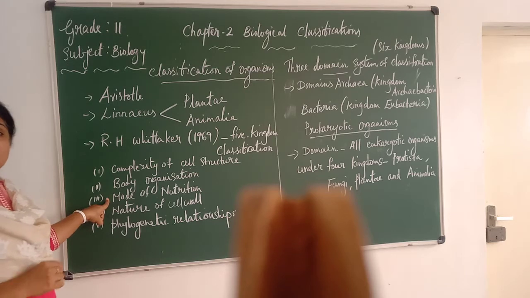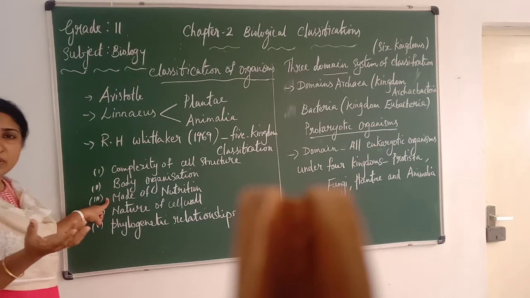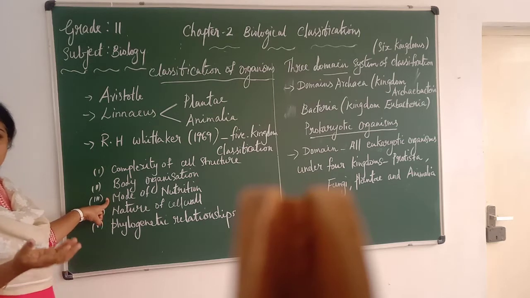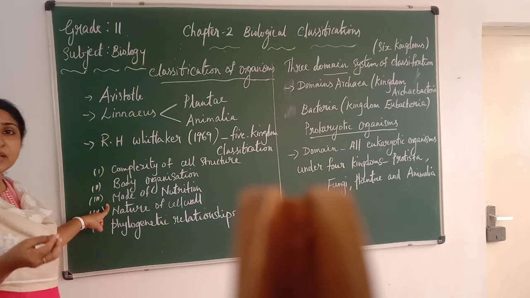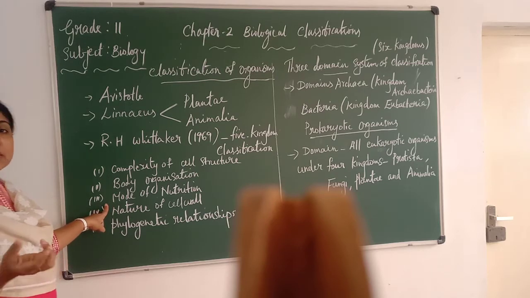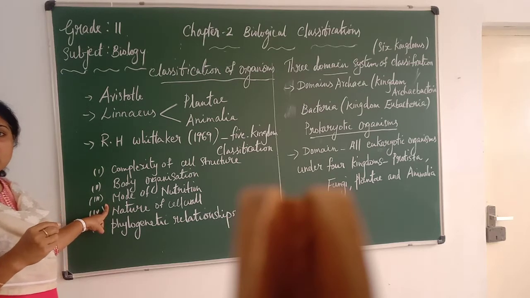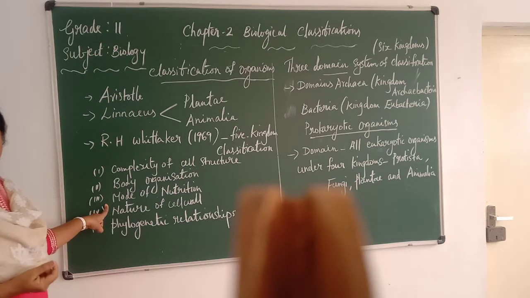Next, mode of nutrition, how they are eating food. Some will eat only herbivorous, carnivorous, omnivorous, insectivorous, so based on that mode of nutrition. The next, nature of cell wall, whether it is rigid or soft. Cell wall you can usually see in the plant. Cell wall is made up of cellulose, and I'll teach you that even bacteria and some other organisms also have a cell wall.